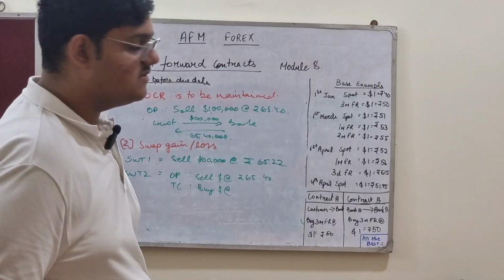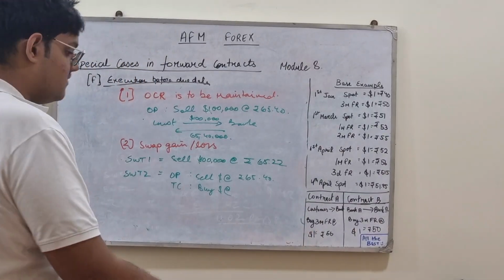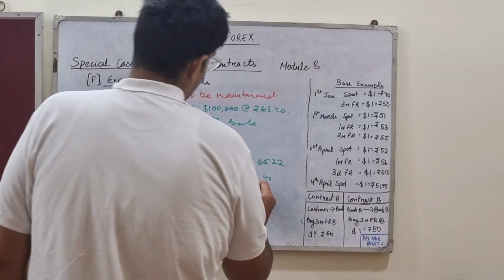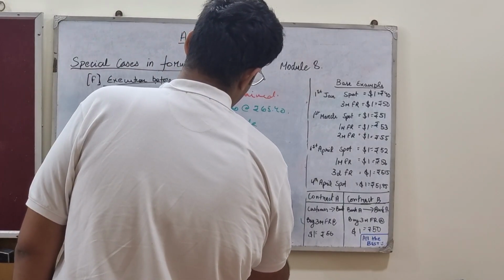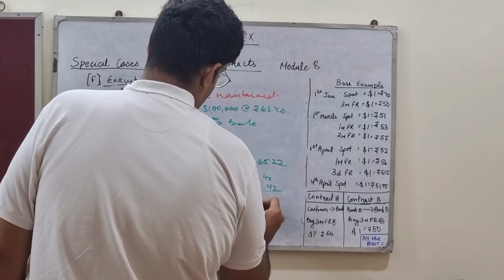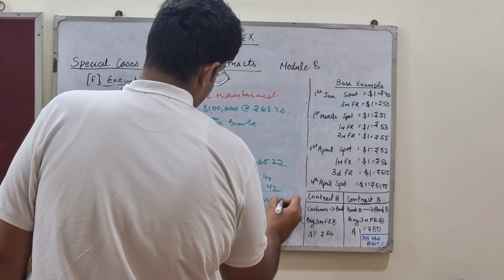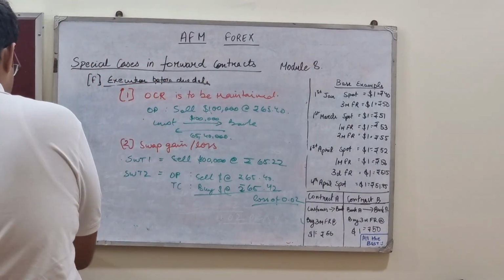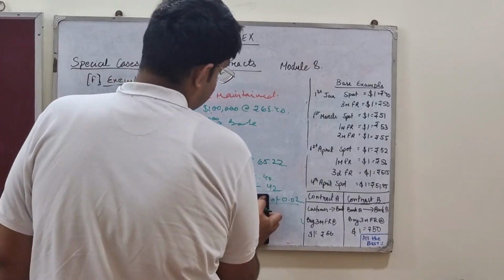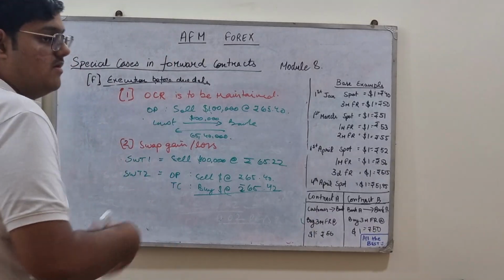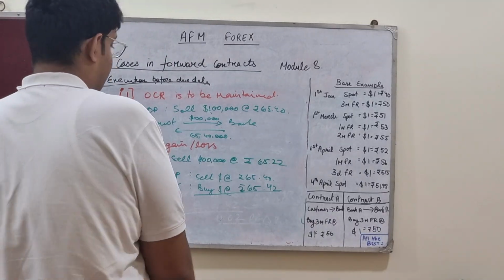6527, which is the ask rate, plus the 0.15, which is the 1 month premium, that would be rupees 6542. So this will give a loss of 0.02, but that doesn't matter. That is completely irrelevant. Please do not calculate that. Many people do that, including me. I've done that multiple times.